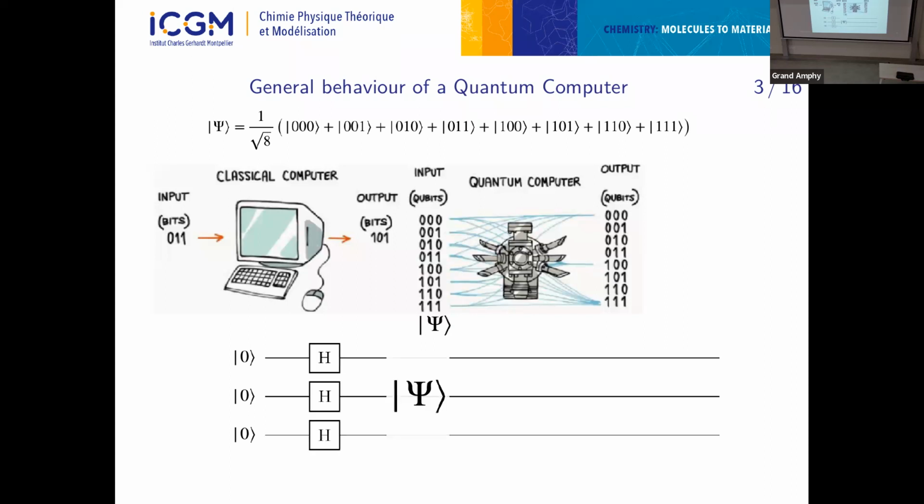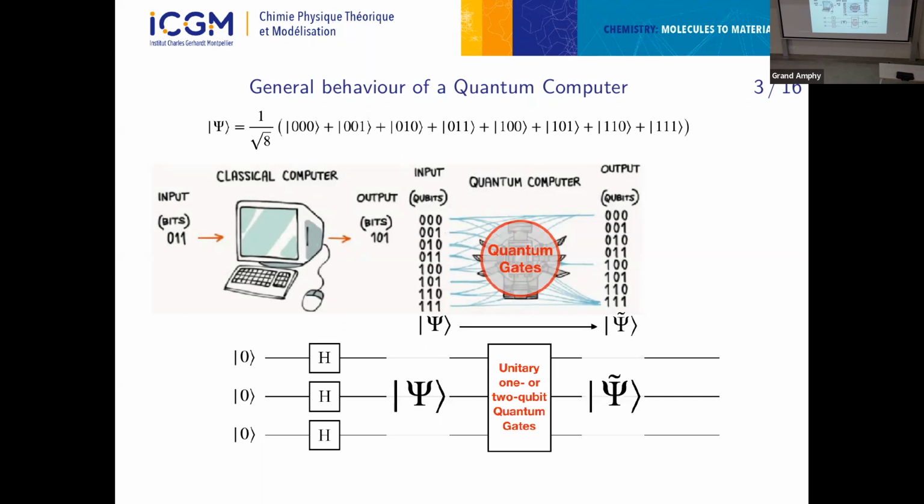Let's see. So this equal superposition of all the bit strings can actually be prepared with 3 qubits. So normally we start with the state 0, and then we apply some gates. So here it's Hadamard gates. It's a single qubit gate which creates an equal superposition of 0 and 1. And so if you apply it to each qubit, you actually create this state. It's really simple to do. And then you can apply other types of gates. It can be 1 or 2 qubit gates, which will entangle your qubits together and will change the coefficients in front of all those bit strings, all those configurations that you have.